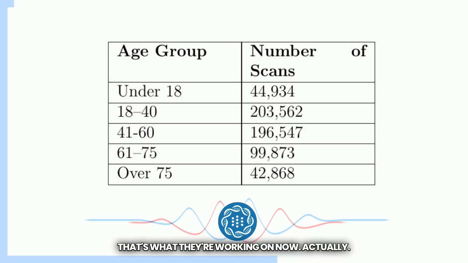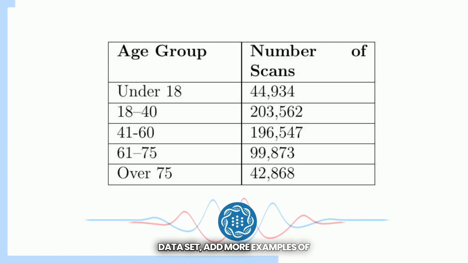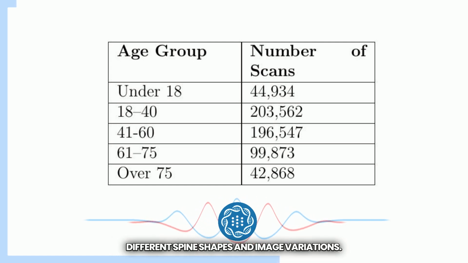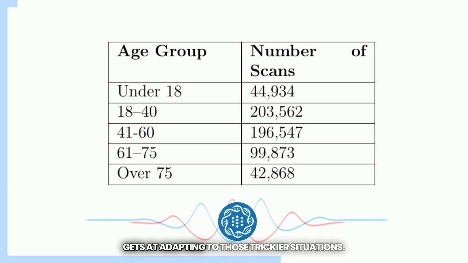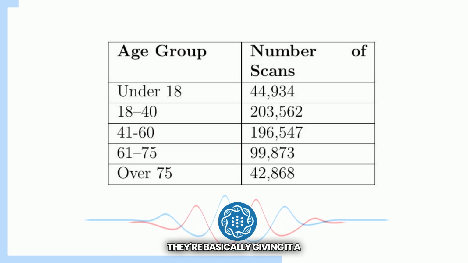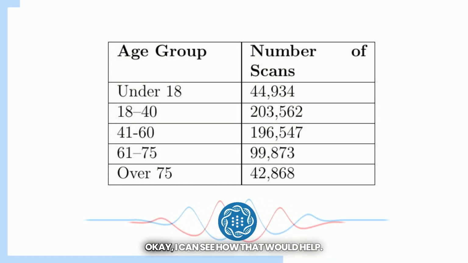That's what they're working on now, actually. They're planning to expand the training data set, add more examples of different spine shapes and image variations. The more the AI sees, the better it gets at adapting to those trickier situations. So they're basically giving it a more well-rounded education. Exactly. Okay, I can see how that would help.